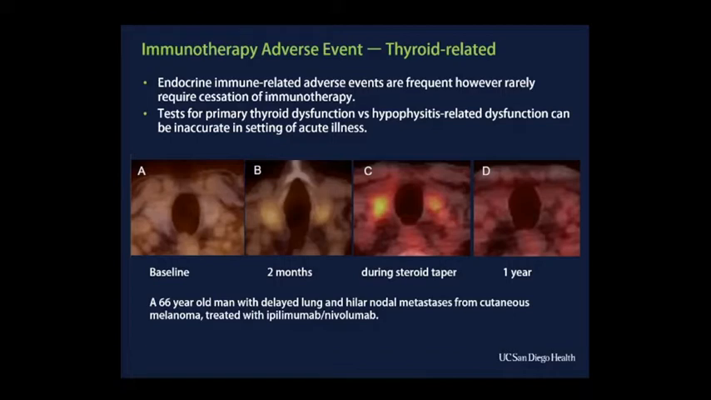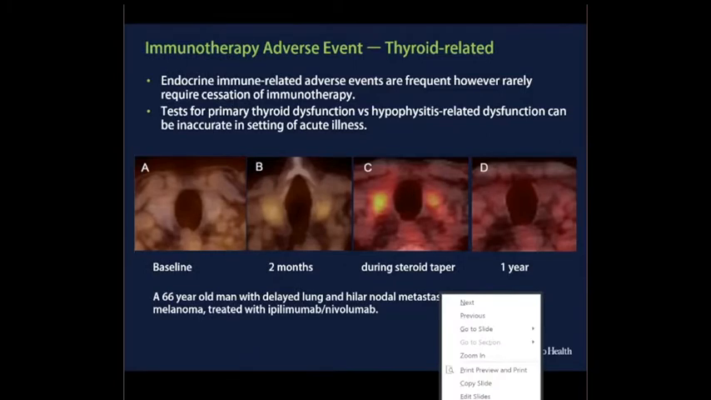One of the things that's important to remember on this is that the test for primary thyroid dysfunction versus this being related to the pituitary axis can be inaccurate in the setting of acute illness. And so sometimes we can be very helpful about localizing for them where they need to be treating on this. Okay, let's go to the next one.